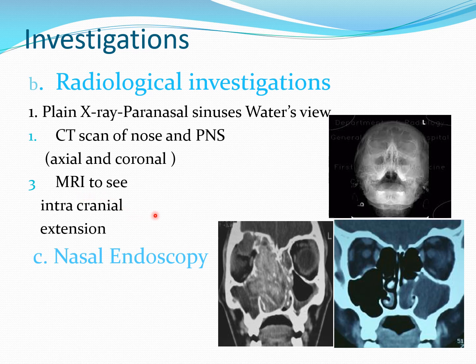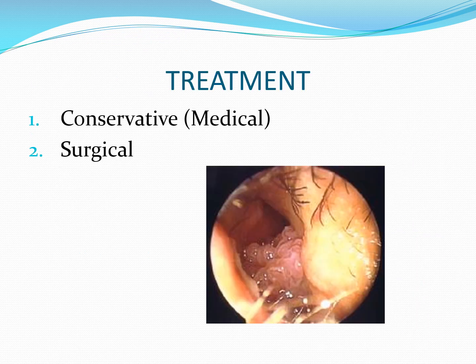With MRI, you can see any intracranial extension that is usually seen in allergic fungal rhinosinusitis, and in this condition, polyp can extend to the intracranial cavity. This is an antrochoanal polyp involving the maxillary sinus and that side of nasal cavity.